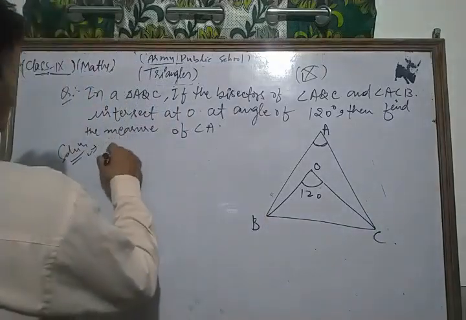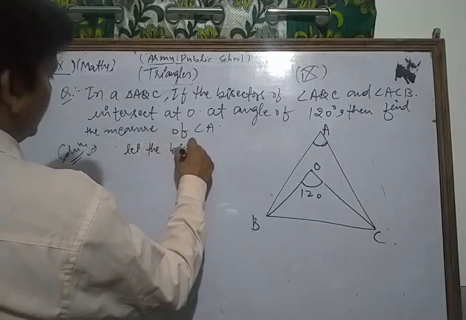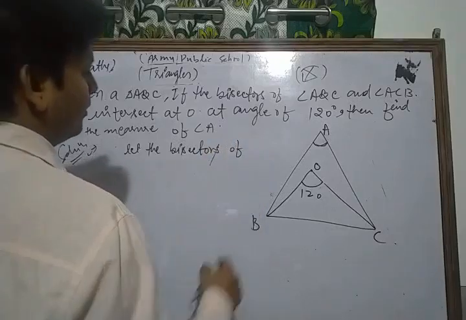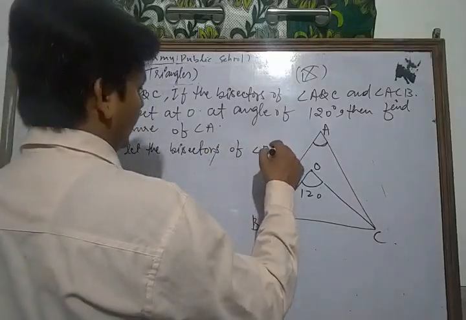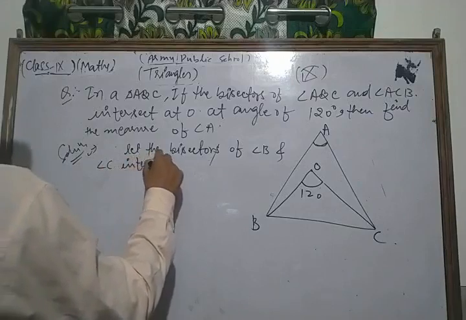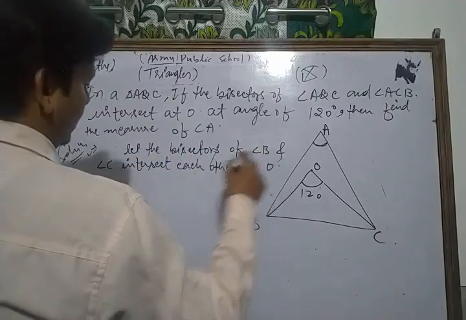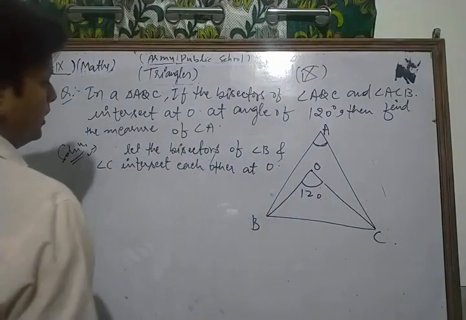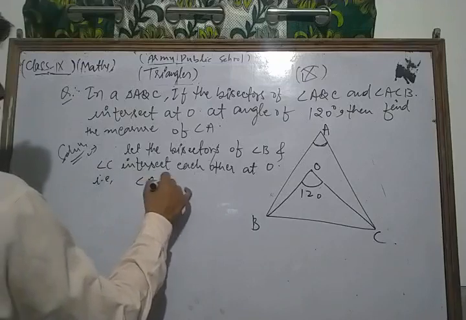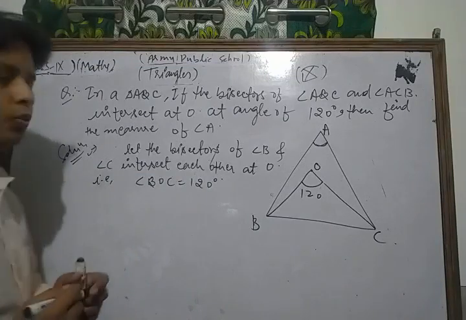Now let's see. Let the bisectors of angle B and angle C intersect each other at O, that is, angle BOC is equal to 120 degrees. Angle BOC is equal to 120 degrees.